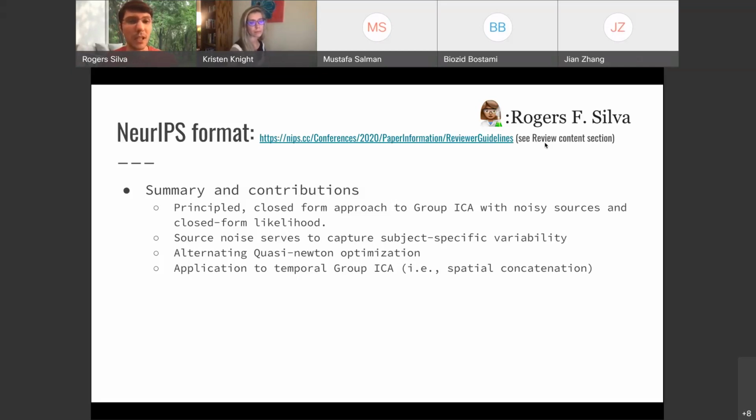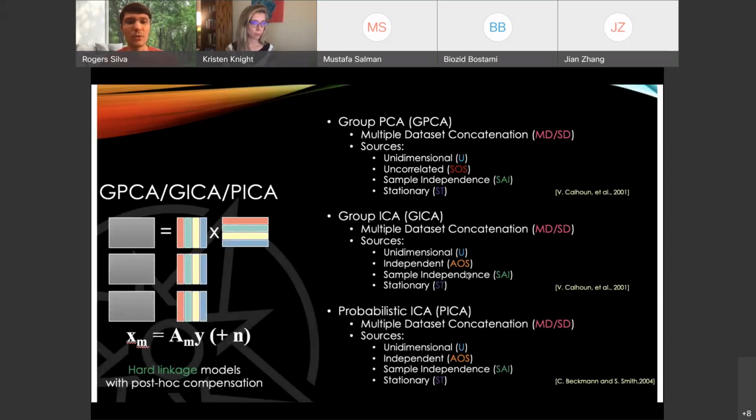So the idea then, I'm going to start with a summary and contribution of the paper, is that it provides a principled and closed form approach to group independent component analysis with noisy sources and a closed form likelihood. And I have here in my next slide, I'm going to come back here later. Just for comparison, this is from my talk last month when I was talking about subspaces and comparing different methods and trying to show how different methods relate to each other.